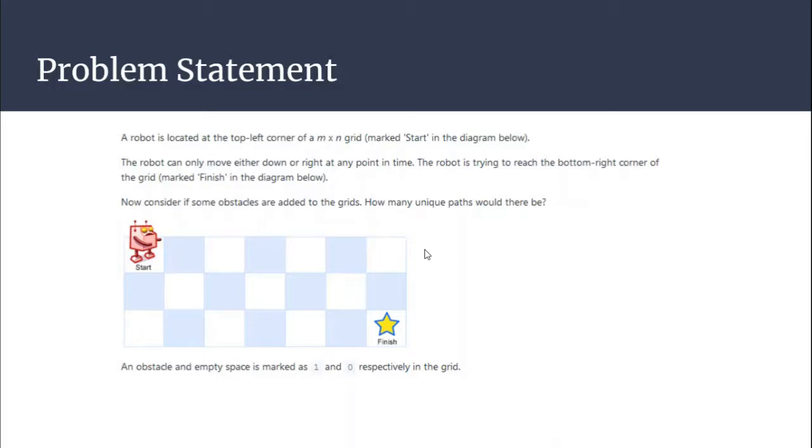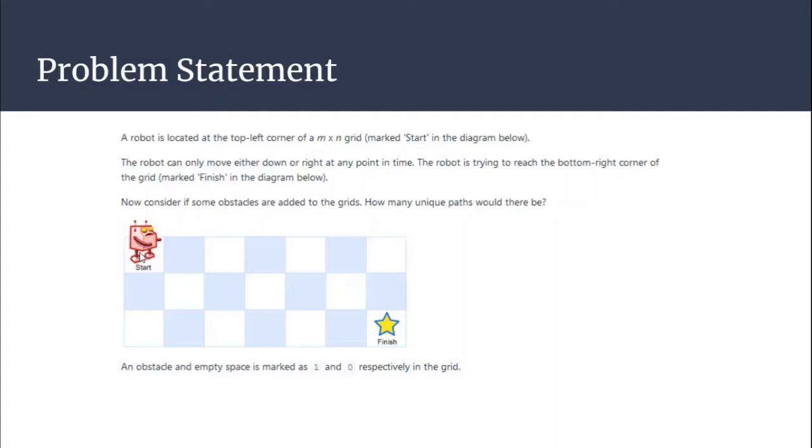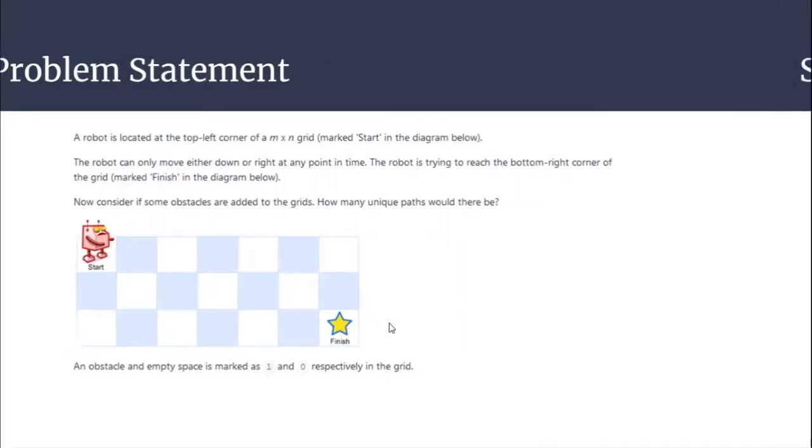Now in this problem we are also provided the grid, and in the grid it is also provided that each cell may be empty or it can contain a certain obstacle. An obstacle is represented by 1 and an empty cell is represented by 0. So we have to count the total number of unique paths starting from starting point to terminating point.